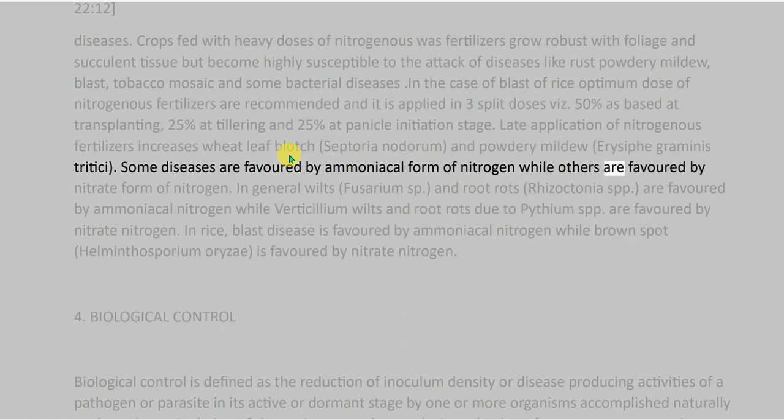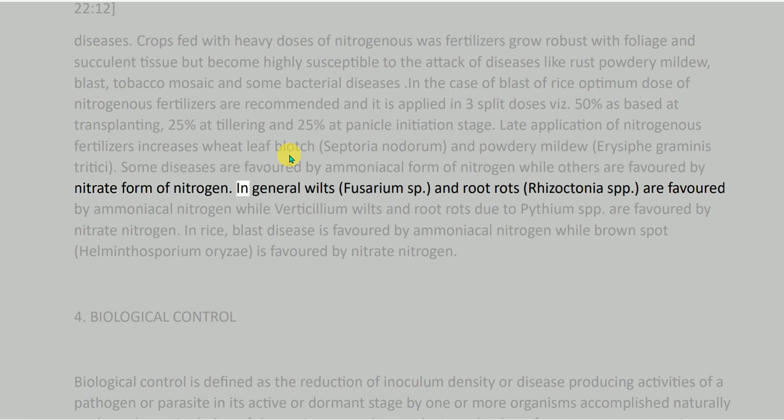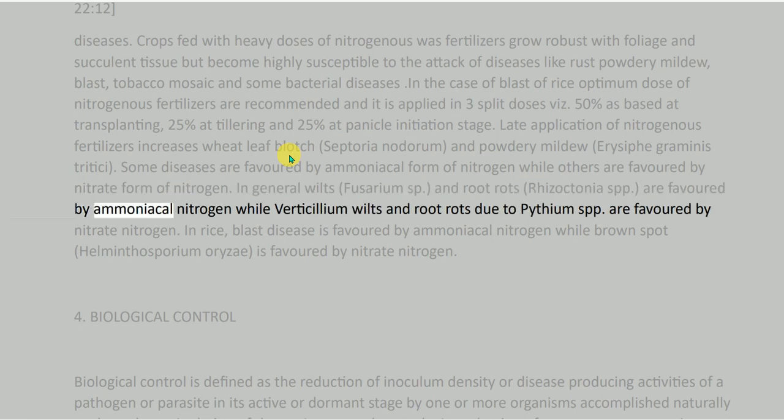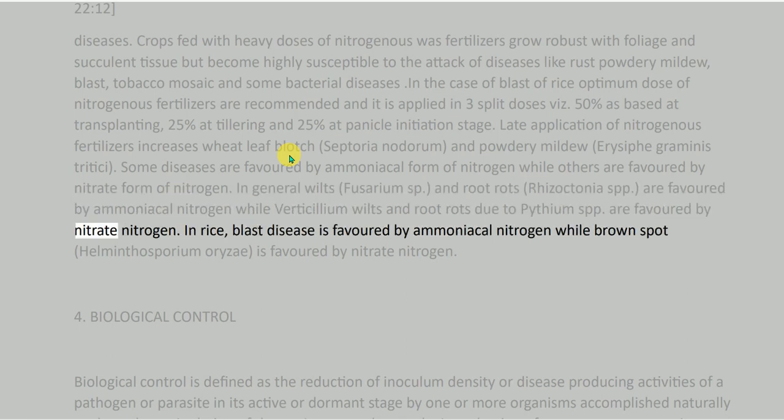In general, wilts, Fusarium spp., and root rots, Rhizoctonia spp., are favored by ammoniacal nitrogen, while Verticillium wilts and root rots due to Pythium spp. are favored by nitrate nitrogen. In rice, blast disease is favored by ammoniacal nitrogen, while brown spot, Helminthosporium oryzae, is favored by nitrate nitrogen.